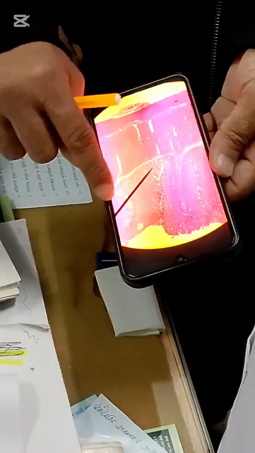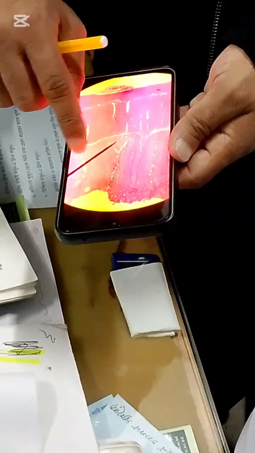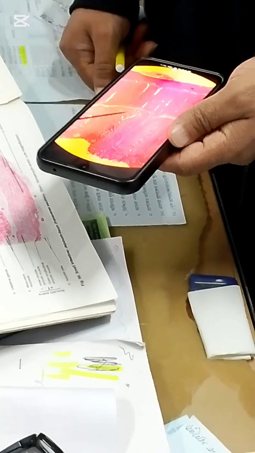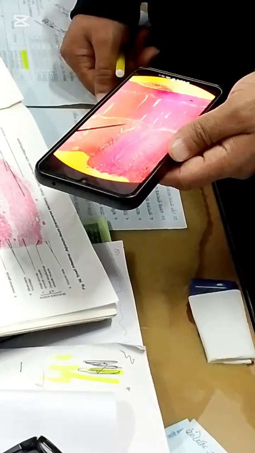If we give the cursor in this place, this is the cursor, or indicator. When we give the indicator in this place, you have to write down: this is submucosa of colon. At first, you have to write down the number of the sample.